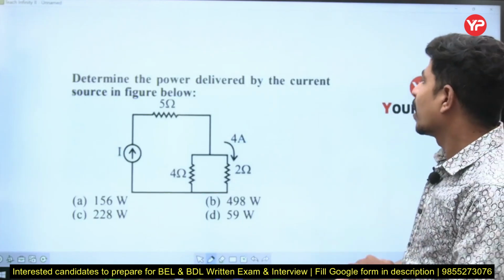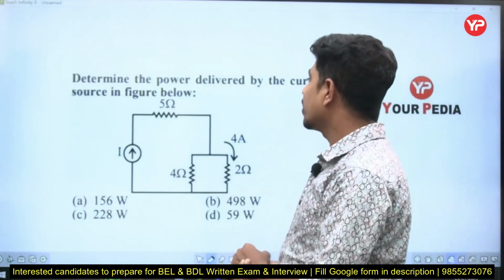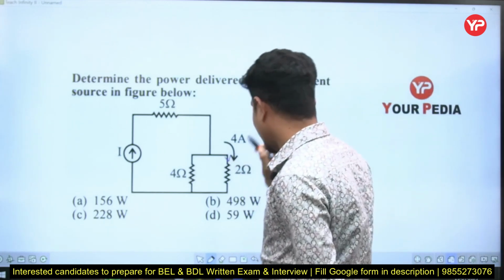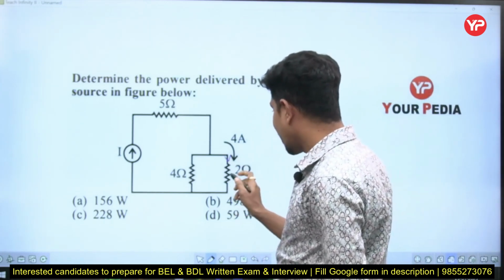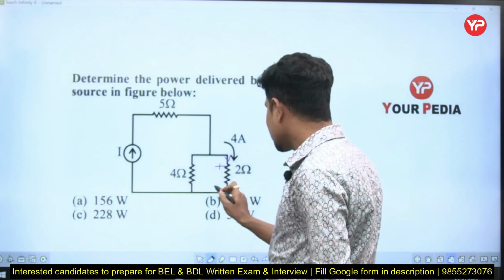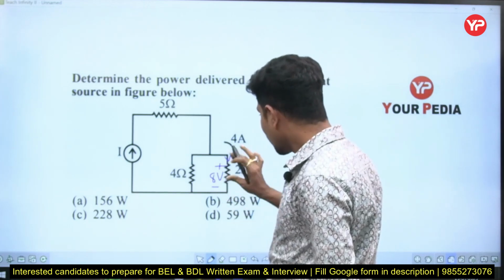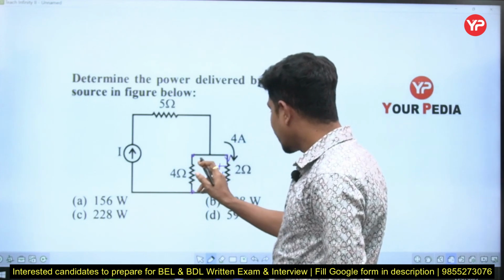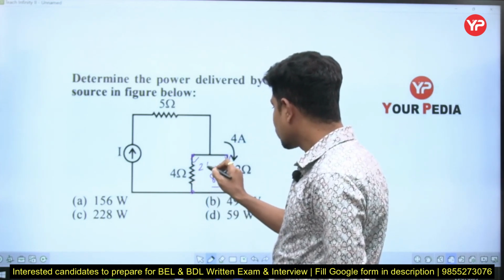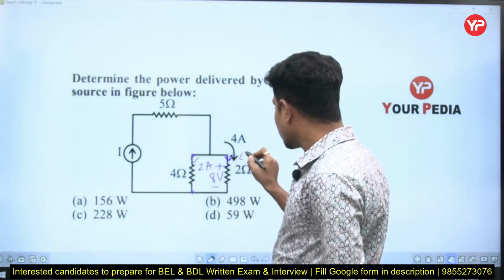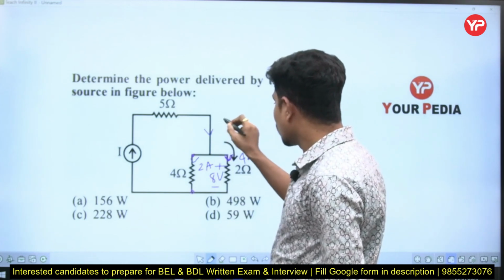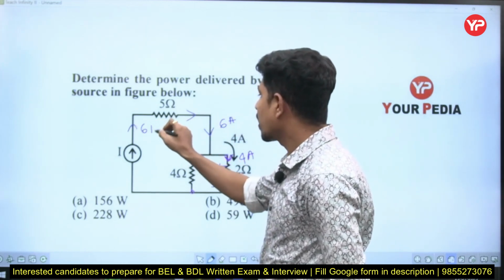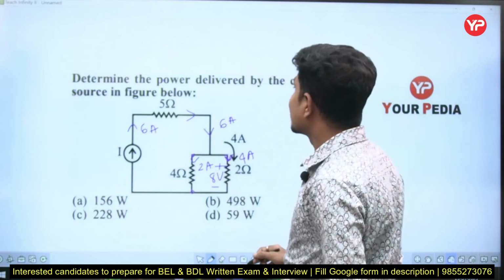Next question. Determine the power delivered by the current source in the figure. The given current is 4 amperes. If this current is 4 amperes, 4 into 2, this voltage is 8 volts. This and this are both in parallel, therefore this voltage is also 8, and 8 by 4 is 2 amperes. So this is 4 amperes, this is 2 amperes, this total is 6 amperes. I is simply 6 amperes.